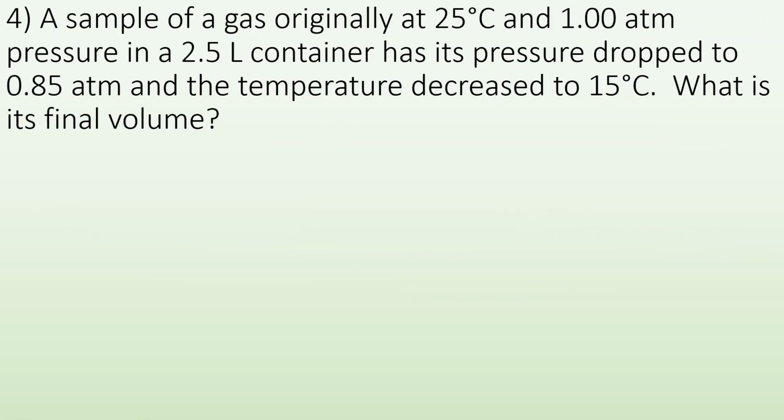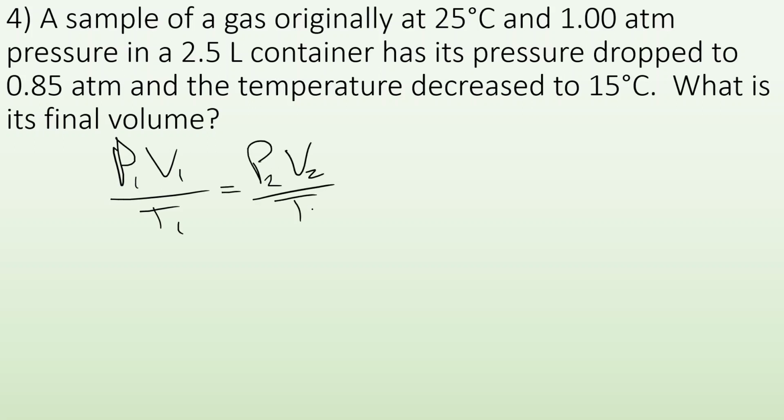All right, number four, a sample of gas originally at 25 C and 1 atmosphere pressure is in a 2.5 liter container and has its pressure dropped to 0.85 atmospheres, and the temperature is also decreased to 15 C. What is its final volume? So again, I start with P1 V1 over T1 equals P2 V2 over T2. So we're solving for V2.